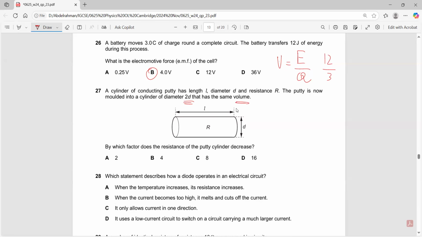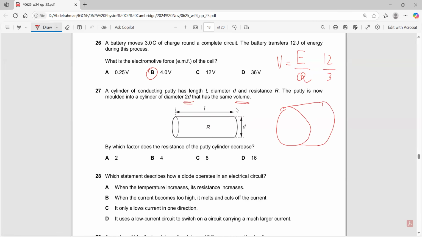Volume. So basically, the diameter has increased, so the area has increased. Let me try to draw it again. It would look a bit like this. The diameter has increased a bit, but the length will decrease. This is the new length. It would decrease. The diameter has increased. By how much? It has increased to 2D.